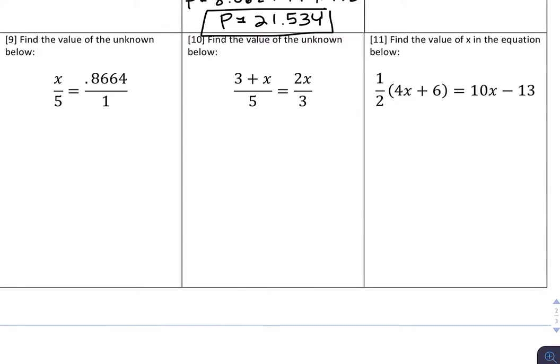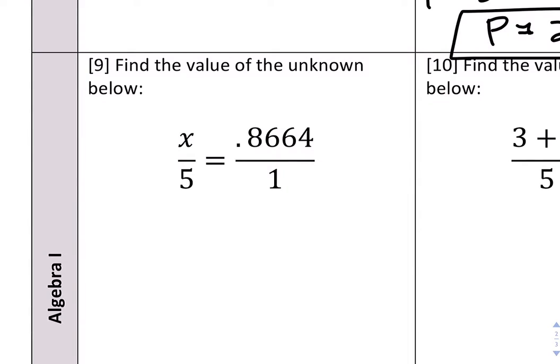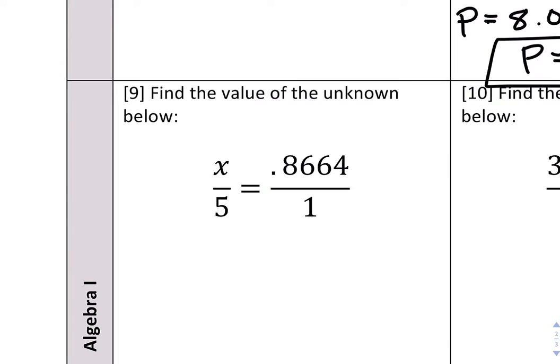Alright guys, let's talk about Algebra 1. So the final three problems are just about solving for x. These are familiar situations, but it's always good to keep up with practice. So here we have one that's a ratio equals a ratio, a fraction equals a fraction. So we should be able to jump right into cross multiplication.